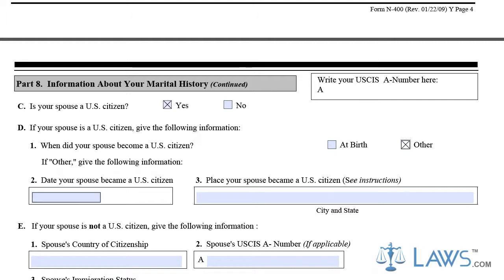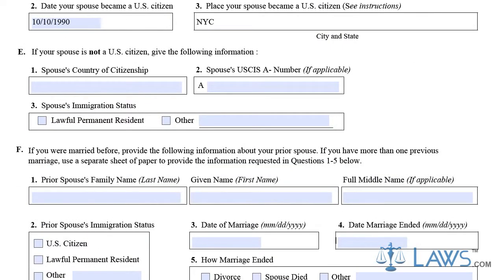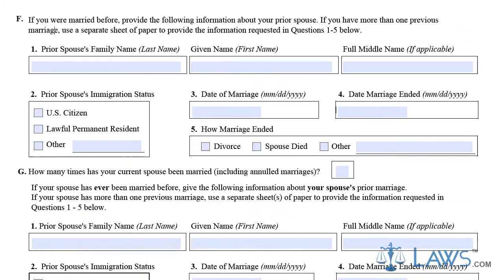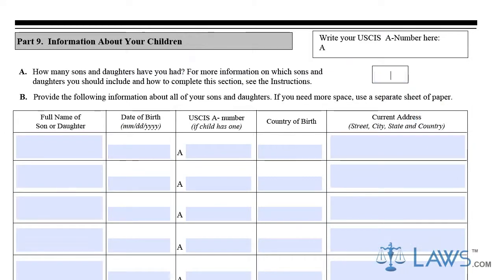In Part 9, you must supply detailed information of all children you have had. State their names, dates of birth, USCIS numbers, country of origin, and address. Include all children, whether they live with you or not.